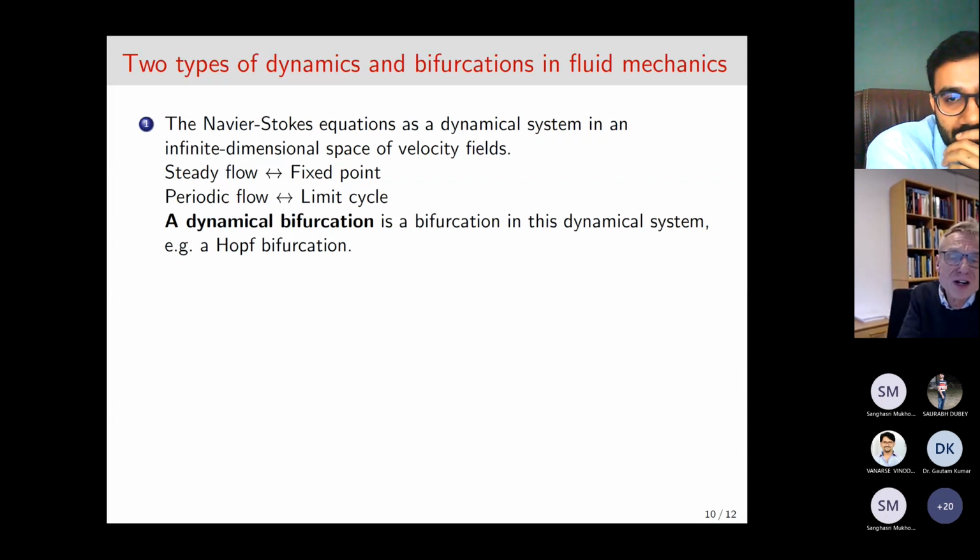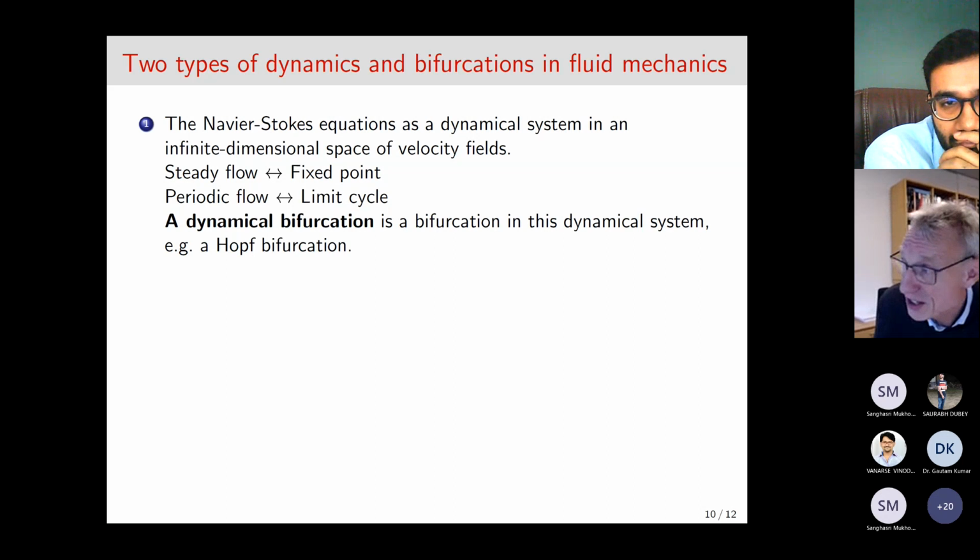They are bifurcations that occur in this dynamical system if you vary a parameter, for instance, the Reynolds number or something like that. And one could be a Hopf bifurcation, where a fixed point loses stability and a limit cycle occurs. And that is the bifurcation that is responsible for creating the standard von Karman wake for a steady cylinder at a Reynolds number of 48 or something like that. That is a supercritical Hopf bifurcation in the Navier-Stokes equations that gives rise to this periodic flow.